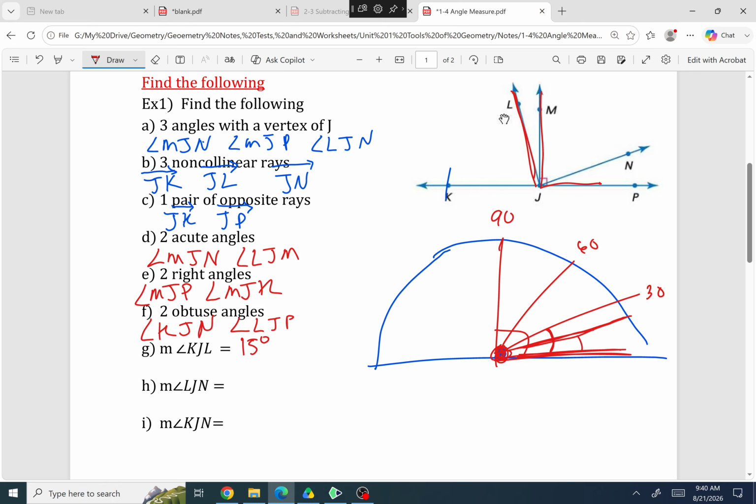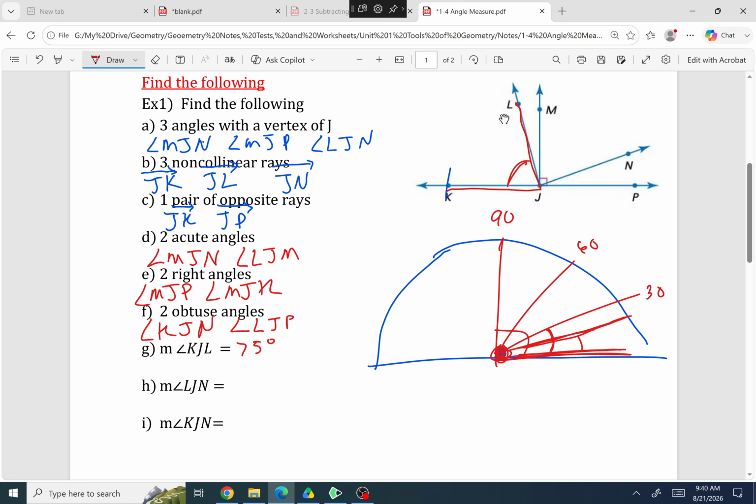Hold on, I'm messing up. That's why you guys are making that face. KJL. Oh, okay. Sorry, I was doing NJP. That's not even an option. Darn, I can't save it. All right, KJL. Where's KJL? KJL is this one, right? What's that looking like? 75. Okay, I'm okay with that. We can measure it for sure to make sure, but 75 looks good right now.